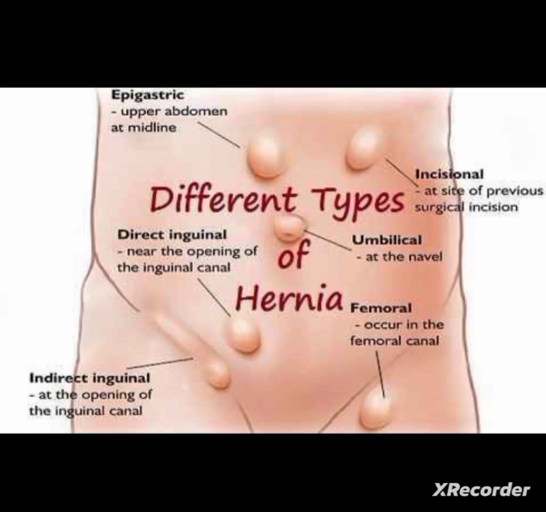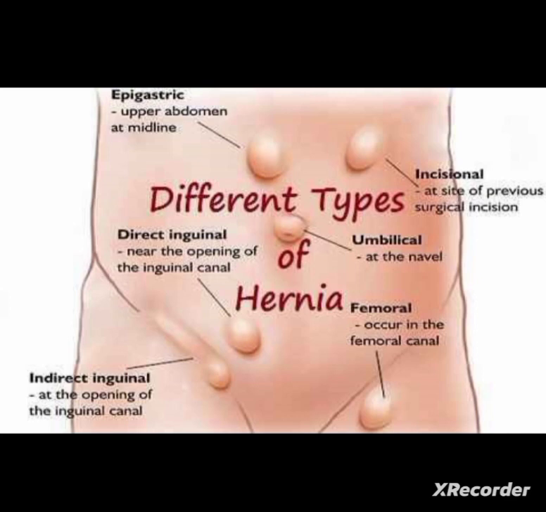And the umbilical hernia occurs at the navel level, and this occurs when the rectus muscle is weak, especially in case of obesity. There may be a chance for the rectus muscle to weaken, so due to that, the abdominal contents may protrude. Also, if the umbilical opening fails to close after birth, there may be a chance for the umbilical hernia.